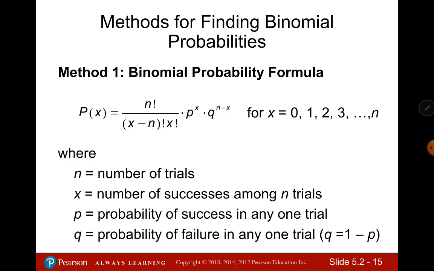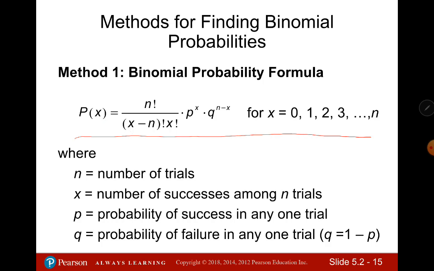So let's talk about how to find the binomial distribution probabilities. The first method, we will use the formula. So this is just the formula. How can we get the probability for binomial distribution? In this formula, we will need several values, right? The first value we need is n. Remember what is n? That's the number of trials. That's a fixed number. How many trials are in total? So this is n.